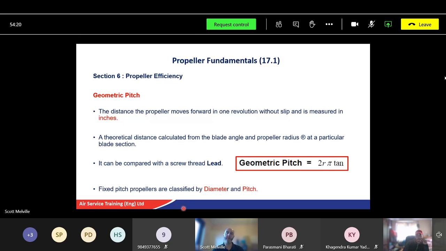We might want to fit a propeller to an aircraft that's not wanting to fly very fast, but wants a lot of power and torque. Or we want a fixed pitch propeller that's got maybe a coarser pitch that might take a bit longer to take off, but it's more for cruising at slightly higher altitudes.